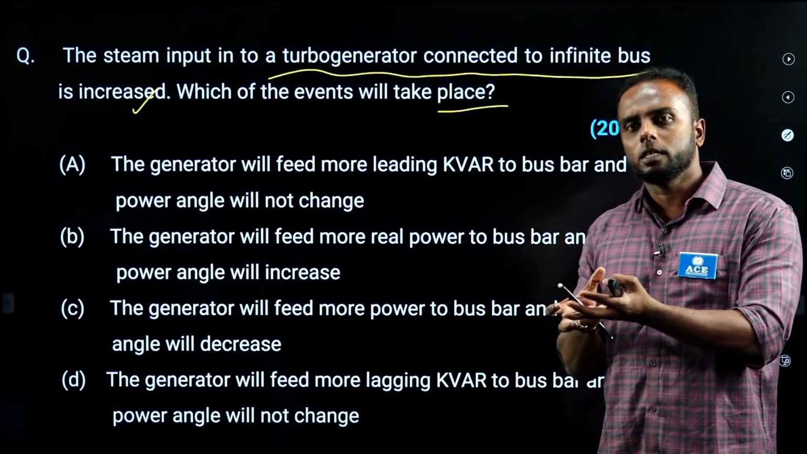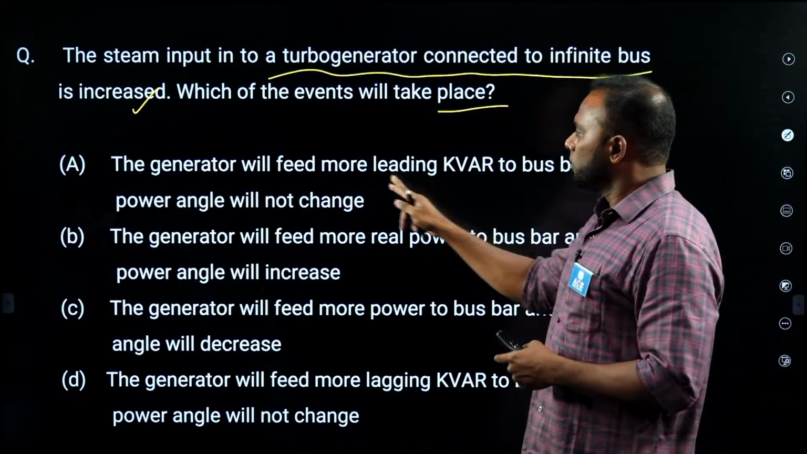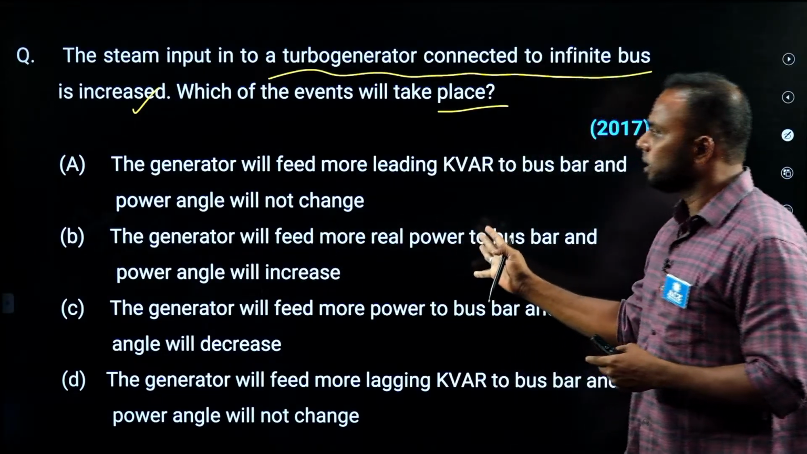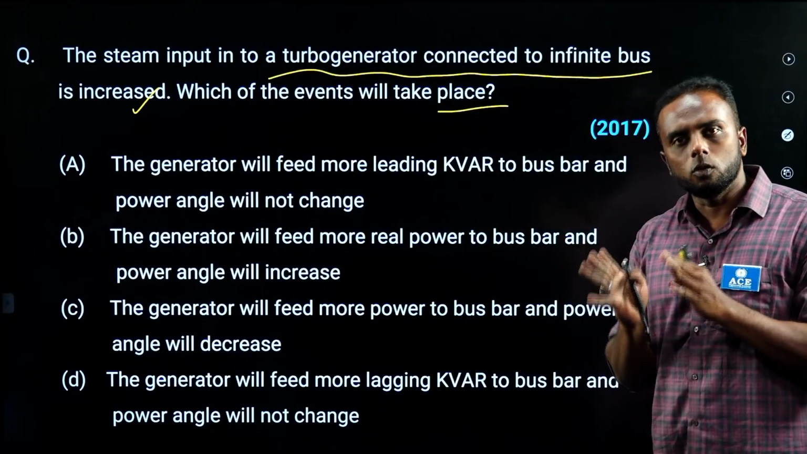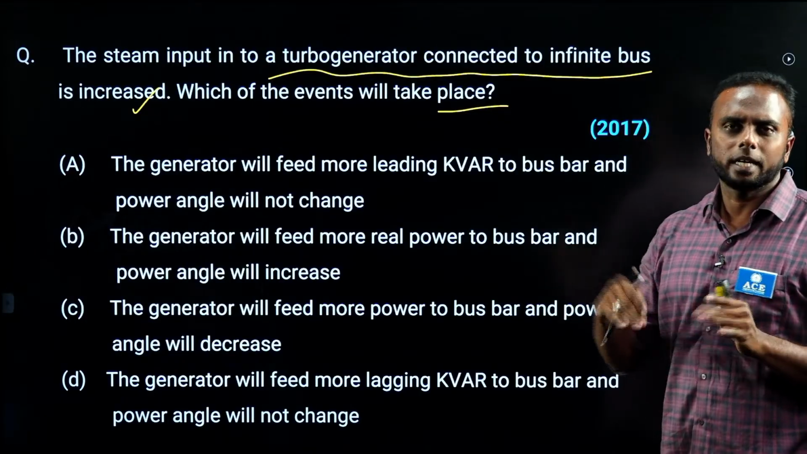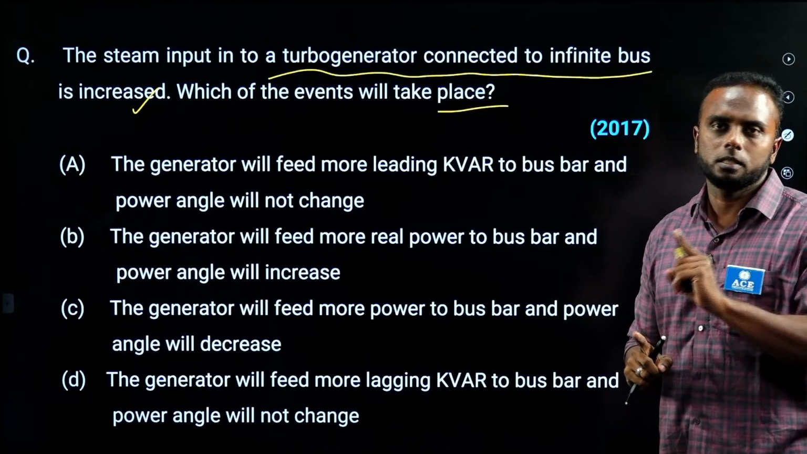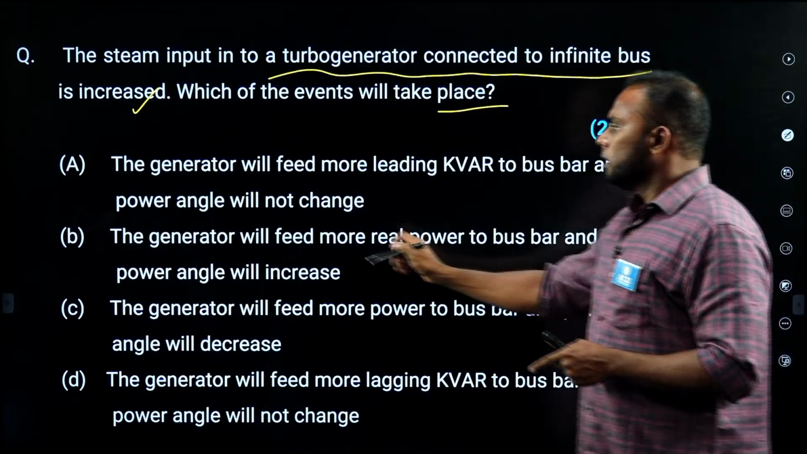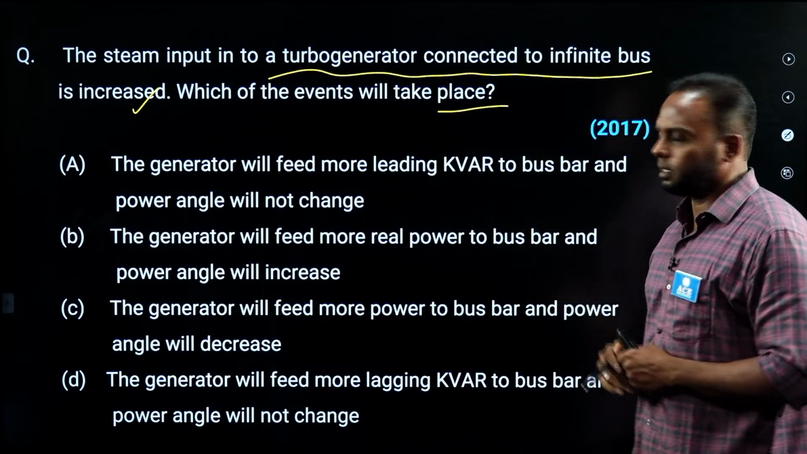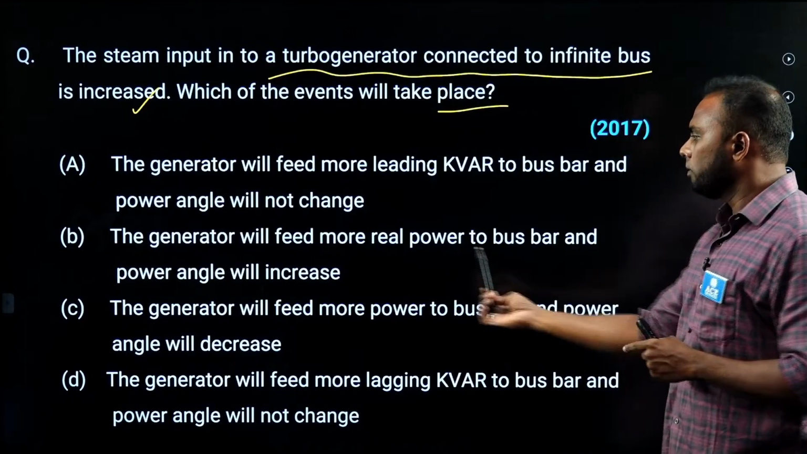If mechanical input increases, it will supply more power to the load. So will the generator feed more leading kVAR, or will it feed more real power? Whenever steam input or load is changing, there will be a change in real power but not reactive power. Reactive power is almost constant. Only when excitation changes will there be changes in reactive power. Now the generator will feed more real power to the bus bar and the power angle will increase. And here also the generator will feed more real power and the power angle will decrease.